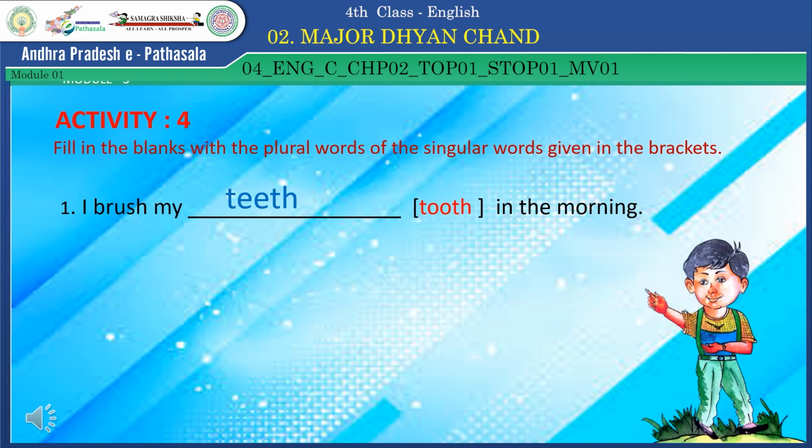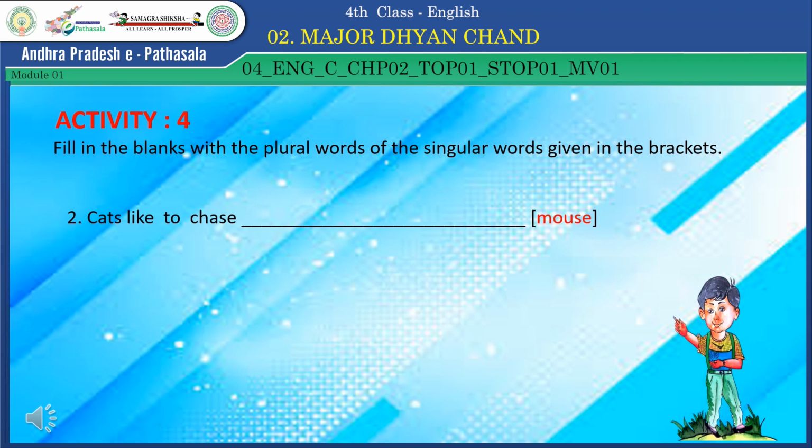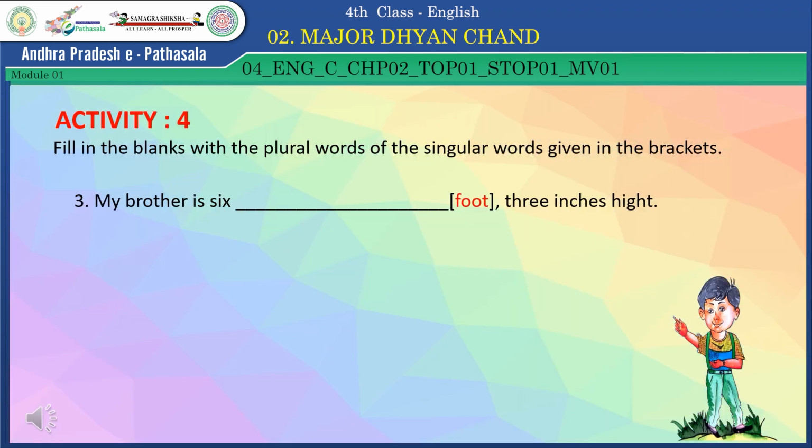Cats like to chase dash. What is the plural form of mouse? Mice. Mice is the plural form of mouse. My brother is 6-3 inches height. What is the plural form of foot? Yes, feet. My brother is 6 feet 3 inches height.